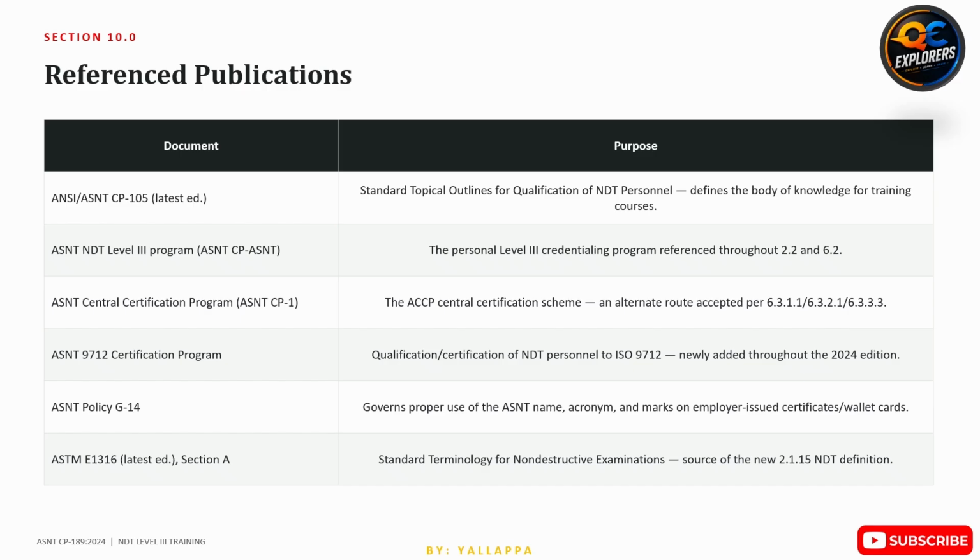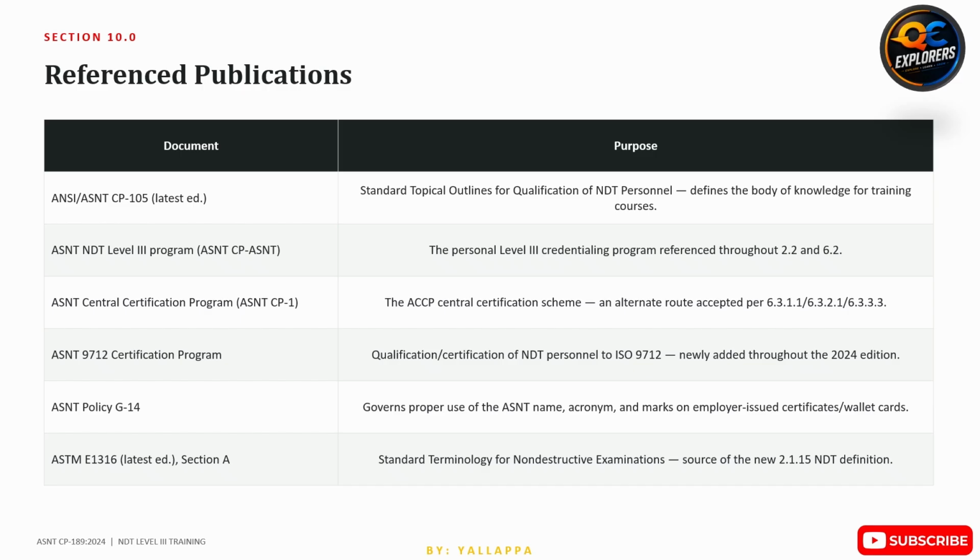The standard also references the ASNT Central Certification Program, or CP1, commonly known as ACCP. Under specified conditions, ACCP certifications may satisfy certain general, specific, or practical examination requirements when the employer's Level 3 has evaluated and documented their equivalency. Another important addition in the 2024 edition is the ASNT 9712 certification program, which aligns with ISO 9712. This program is now referenced throughout CP-189 as an accepted certification pathway where applicable.